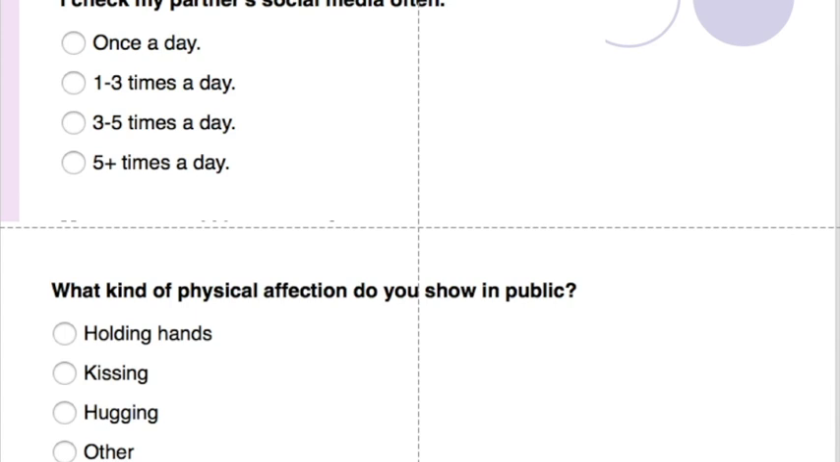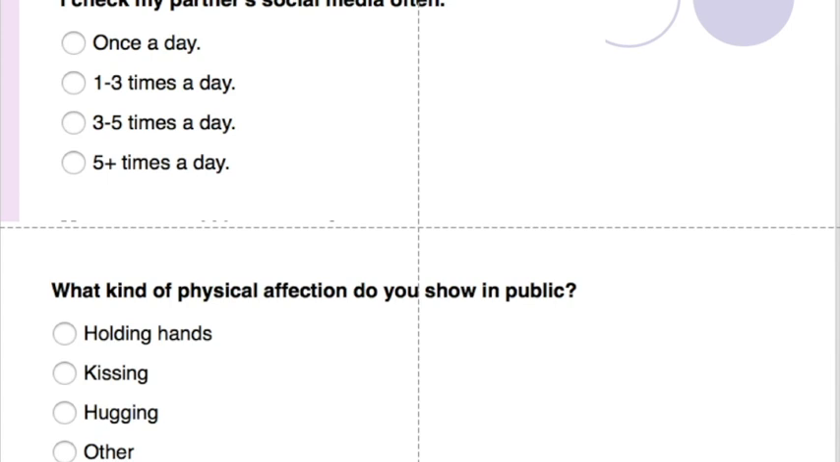I check my partner's social media often. You can see here there's some overlap in the timing, right? Once a day and 1 to 3 times a day. Participants might want to mark both of these. 3 to 5 times a day overlaps with 1 to 3, and 5 plus and 3 to 5 also overlap. So make sure that you're very clear about what numbers you need and that there's a distinction between them. Also don't skip numbers. Don't do once a day and then 3 or more times a day, skipping twice a day.